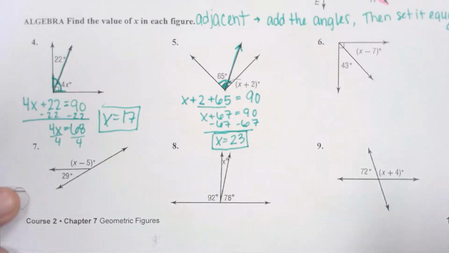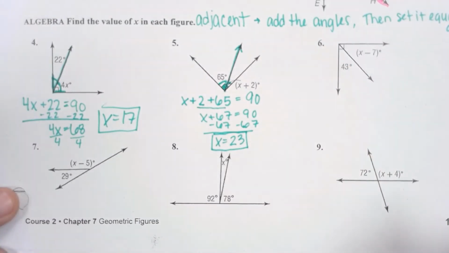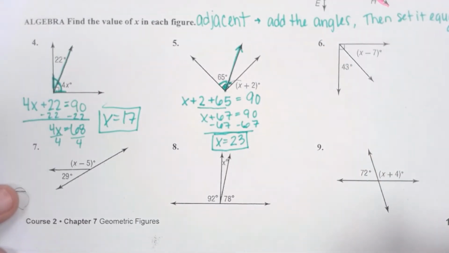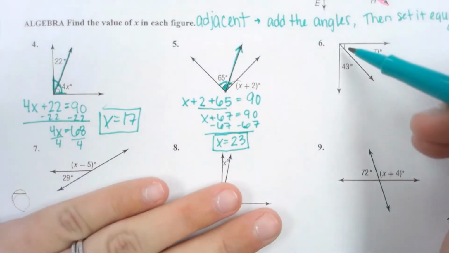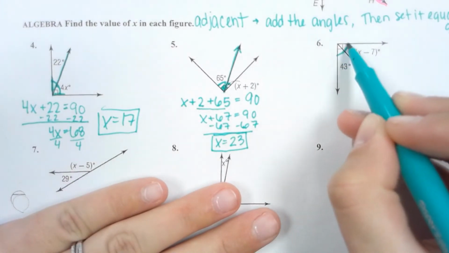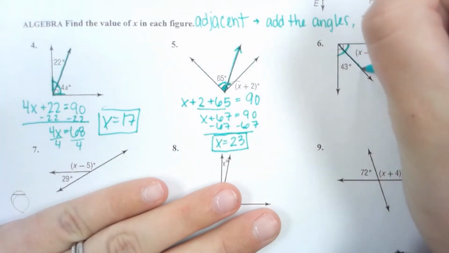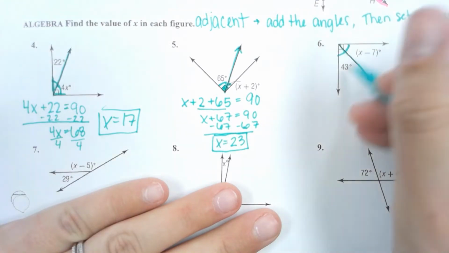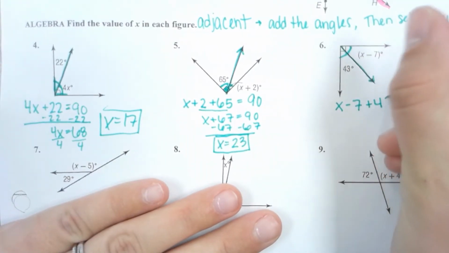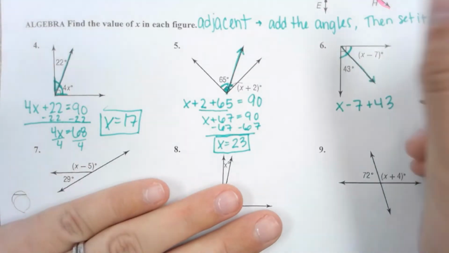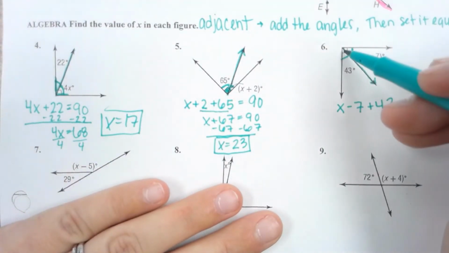All right, so you guys go ahead and pause the video and try number 6. Okay, so you guys should be done with number 6, so let's see how you did. You noticed that to solve for x, you had to use its adjacent angle, which was 43. When you have two adjacent angles, you add them together: x minus 7 plus 43. And you set it equal to whatever angle they form.